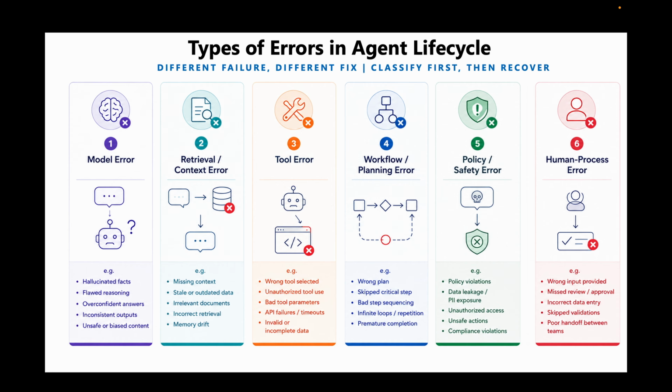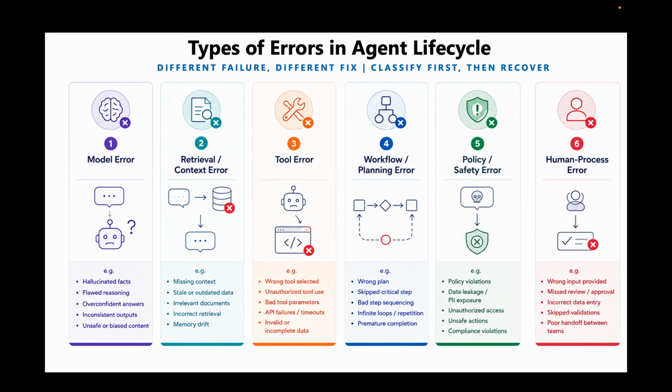The second category of errors is related to the context. Here, the model may be functioning correctly, but it's working on wrong information. The agent may retrieve outdated or irrelevant context, miss critical context, or rely on stale memories. In many production systems, context problems are actually more common than model problems.